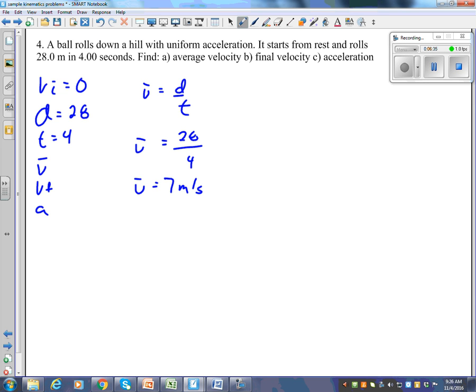14. Because V bar is equal to VI plus VF over 2. 7 is in the middle. When you find averages, you add them up and divide by how many there are. Right? That's a good question, though. Where does the 2 come from?